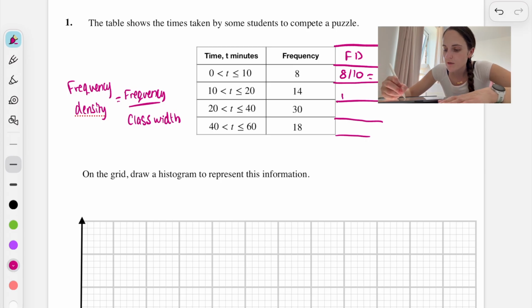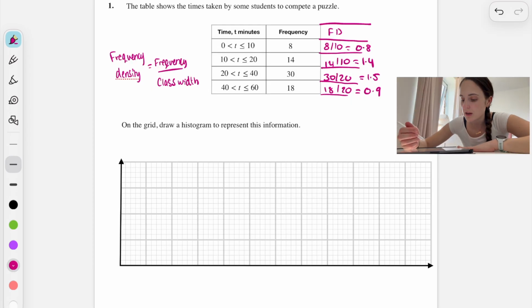The second one, we're going to do 14 divided by 10 because between 10 and 20, there's 10 wide. So 14 divided by 10, that's going to be 1.4. The next one, we have 30 divided by 20 this time because the difference between 20 and 40 is 20, so that means the class width of that class is 20. So that's going to be 1.5. And then the next one, we're going to do 18 divided by 20, and that's 0.9. So now I've got my frequency densities.